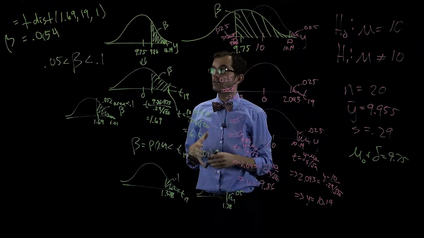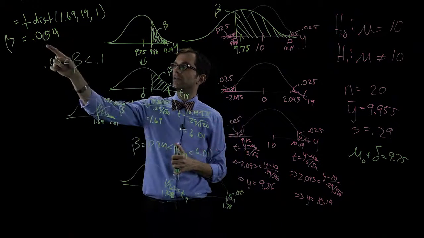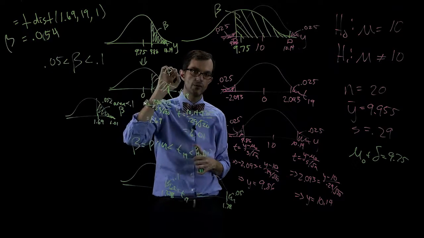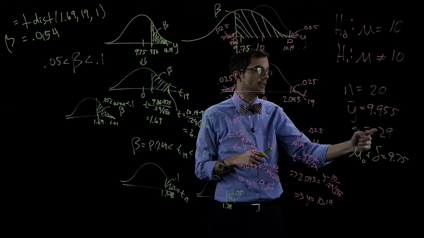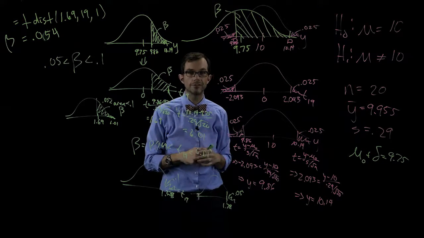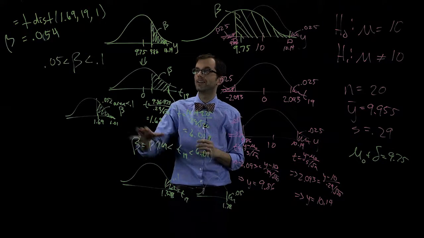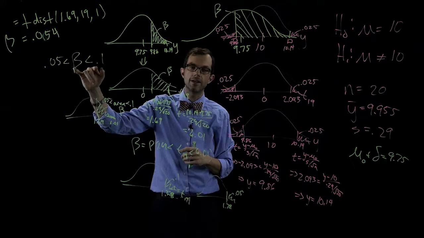Another way to say that is only 5% of samples will tell us to not reject the null when the mean is really 9.75. It's not going to happen very often. This is a very small probability of type 2 error.